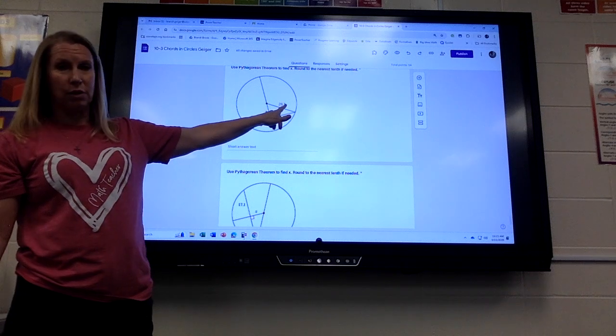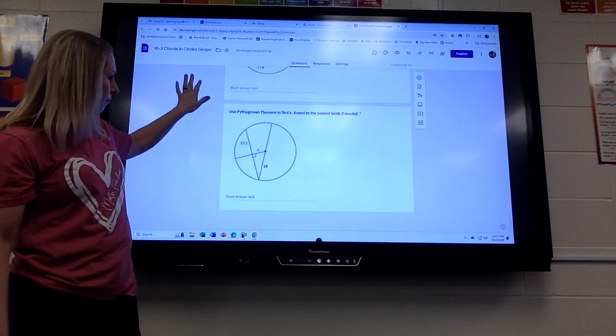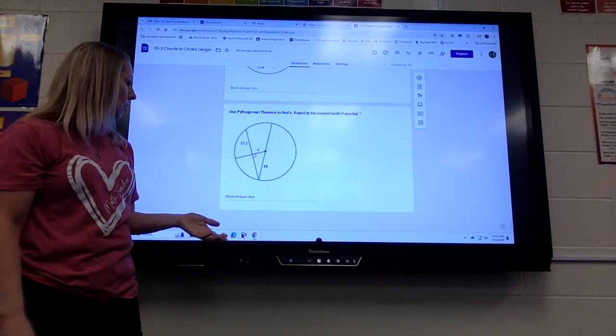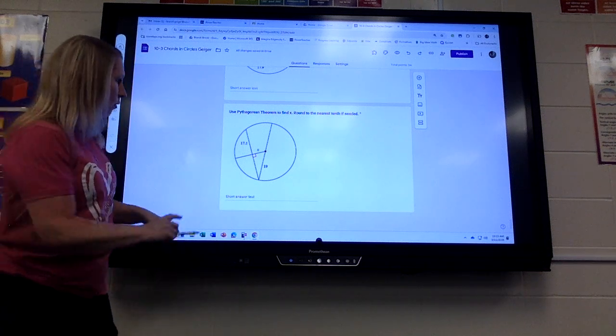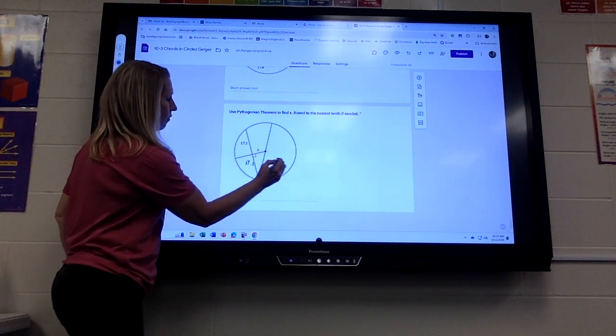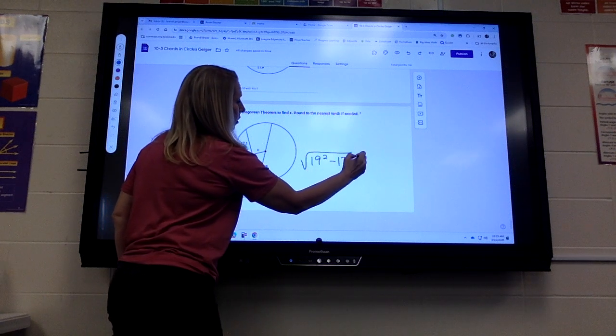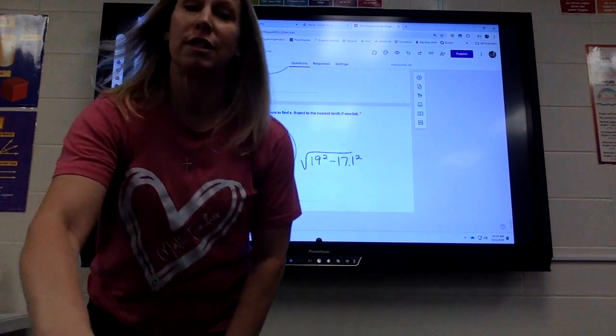You know the hypotenuse, so subtract again. You know the hypotenuse, so subtract again. So this one looks kind of weird, but this would be 17.1. So it's 19 squared minus 17.1 squared. So if you have any questions, let me know.